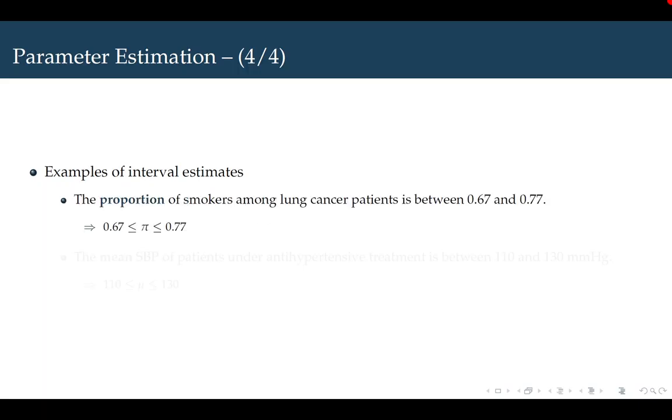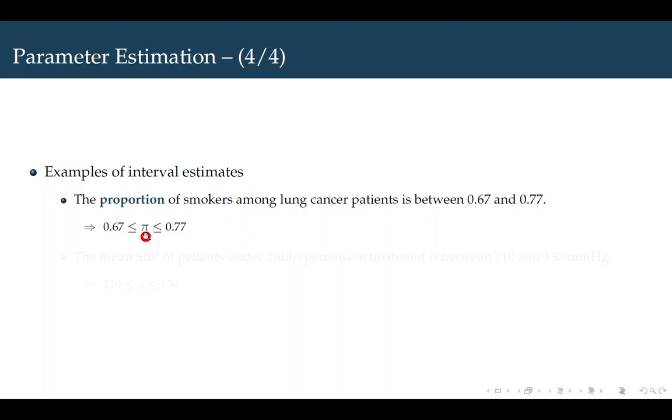Considering the previous examples, if we say the proportion of smokers among lung cancer patients is between 0.67 and 0.77, here the population parameter of interest is the population proportion of smokers among lung cancer patients as a whole. So if we say this proportion is between 0.67 and 0.77, then this range of values from 0.67 to 0.77 is an interval estimate for the population proportion of smokers. That means our population parameter of interest lies between these values.